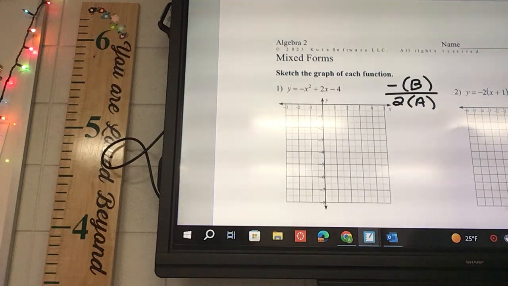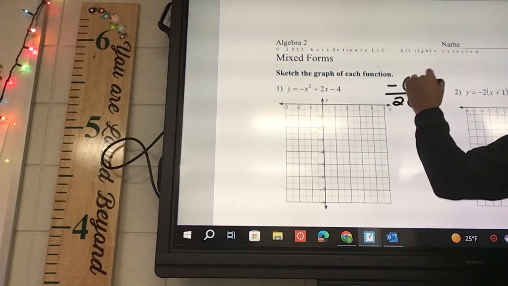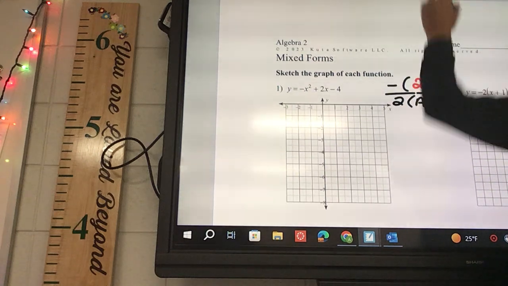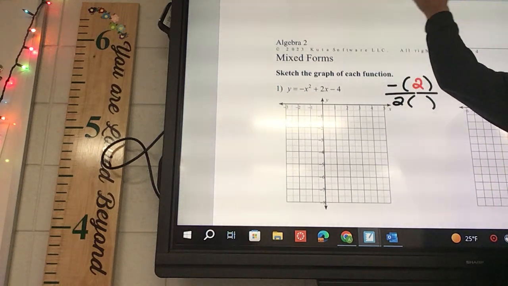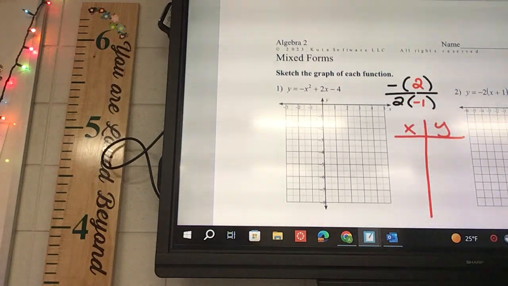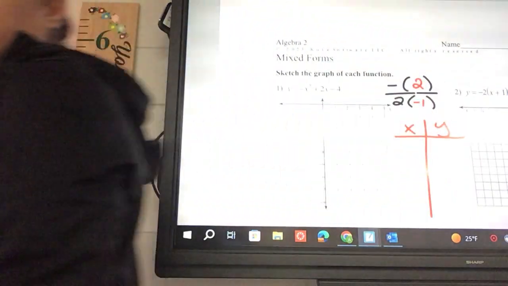Okay, and in this case, what is my b? 2. Okay, so we're gonna put the 2 in the b spot. What is the a? Negative 1. Okay, so we're gonna put that in the a spot. Okay, you're gonna type that in your calculator and see what you get.